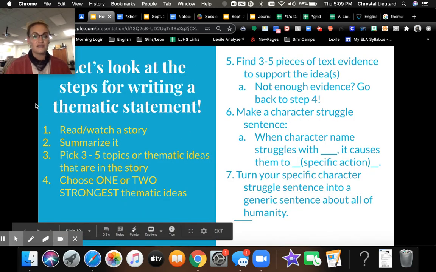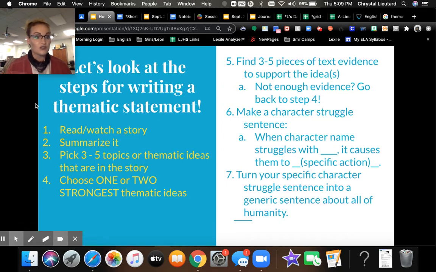So, let's look at the steps for writing a thematic statement. First, you need a story. Read or watch a story. It helps to summarize the story. In this class, we will be summarizing, right, before we work with theme. That's so that we know we understand the story.